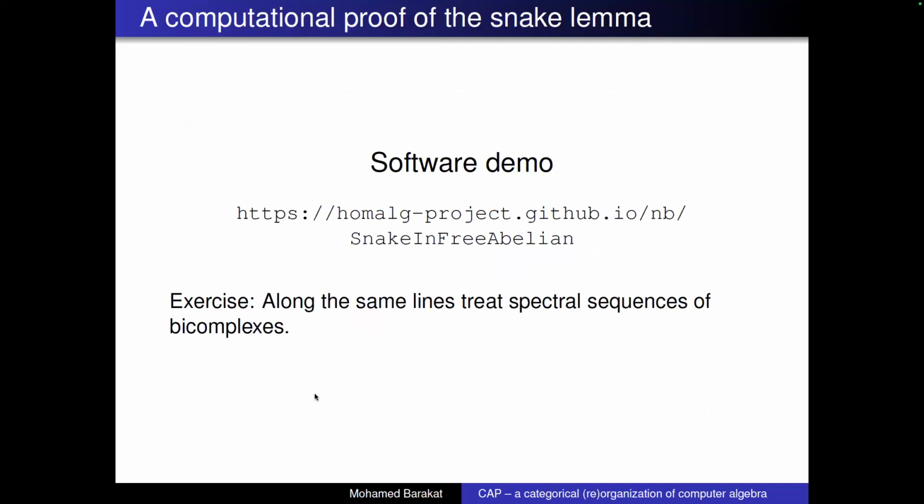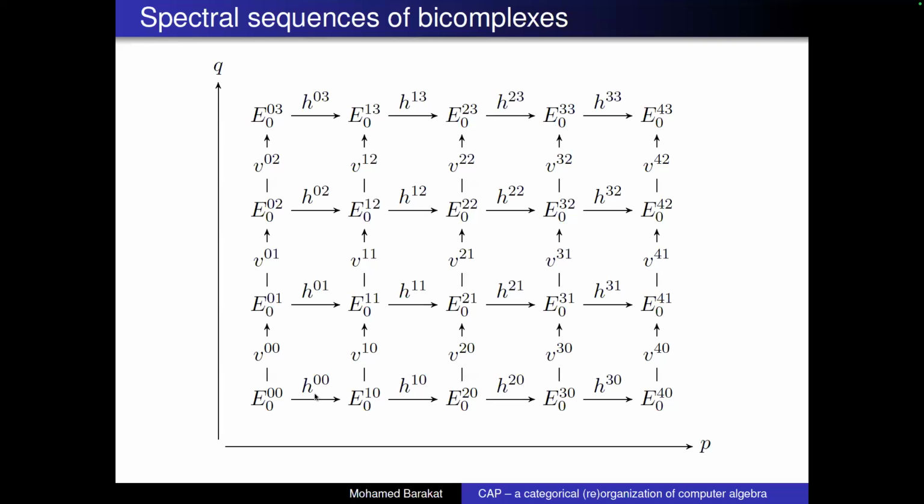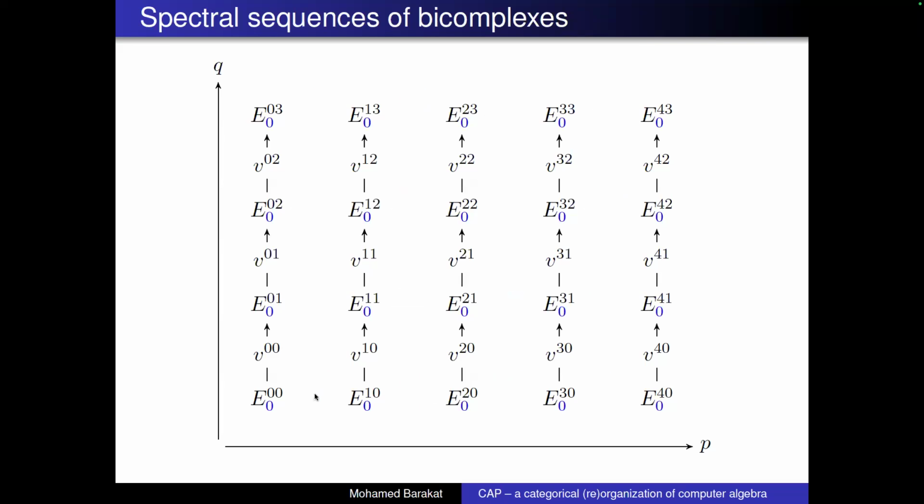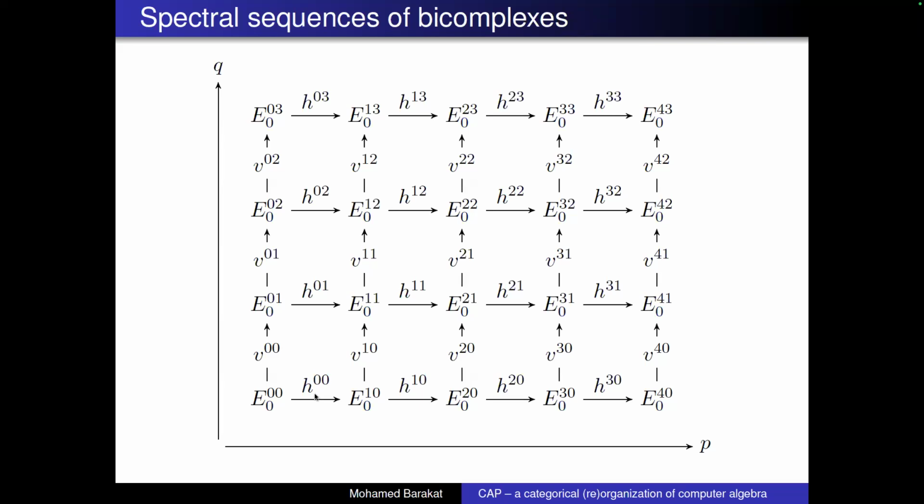So I showed you this. And along the same lines, you can treat spectral sequences of bicomplexes. So now this could be your input quiver, right? And the relations would be something like you want this to be a complex, so you want these compositions to be 0, these compositions to be 0, that these squares anti-commute, and you can write all this down.